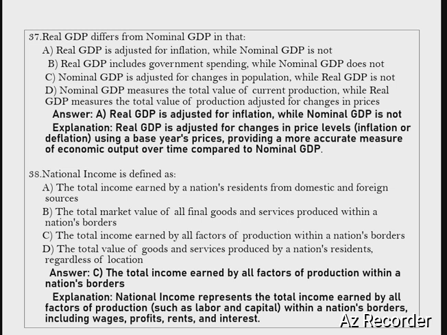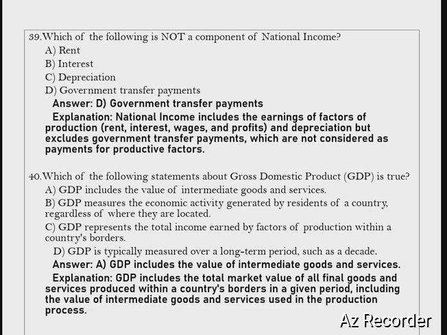Correct answer is option C. Explanation: national income represents the total income earned by all factors of production within a nation's borders, including wages, profits, rents and interest. Next question: which of the following is not a component of national income? Option A rent, option B interest, option C depreciation and option D government transfer payments.